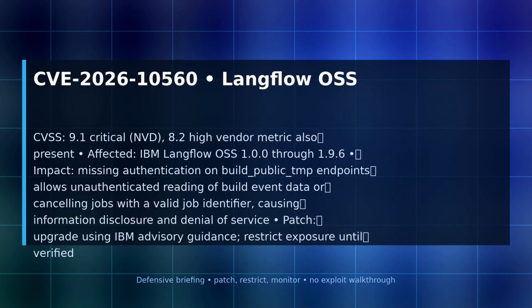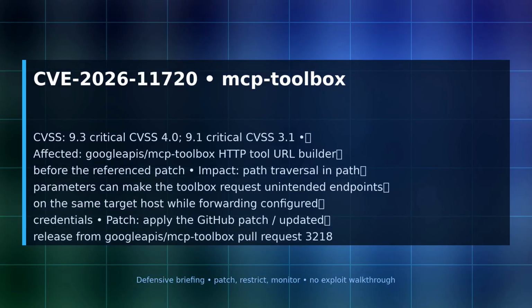Second, CVE-2026-10560, also in IBM Langflow OSS 1.0.0 through 1.9.6. This one is missing authentication on built public temporary endpoints. With a valid job identifier, an unauthenticated attacker could read build event data or cancel jobs. The NVD critical metric is 9.1. The impact is information disclosure and denial of service. Defenders should patch, rotate, or invalidate sensitive workflow artifacts if exposure is suspected, and review access logs for unusual job status or cancellation patterns.